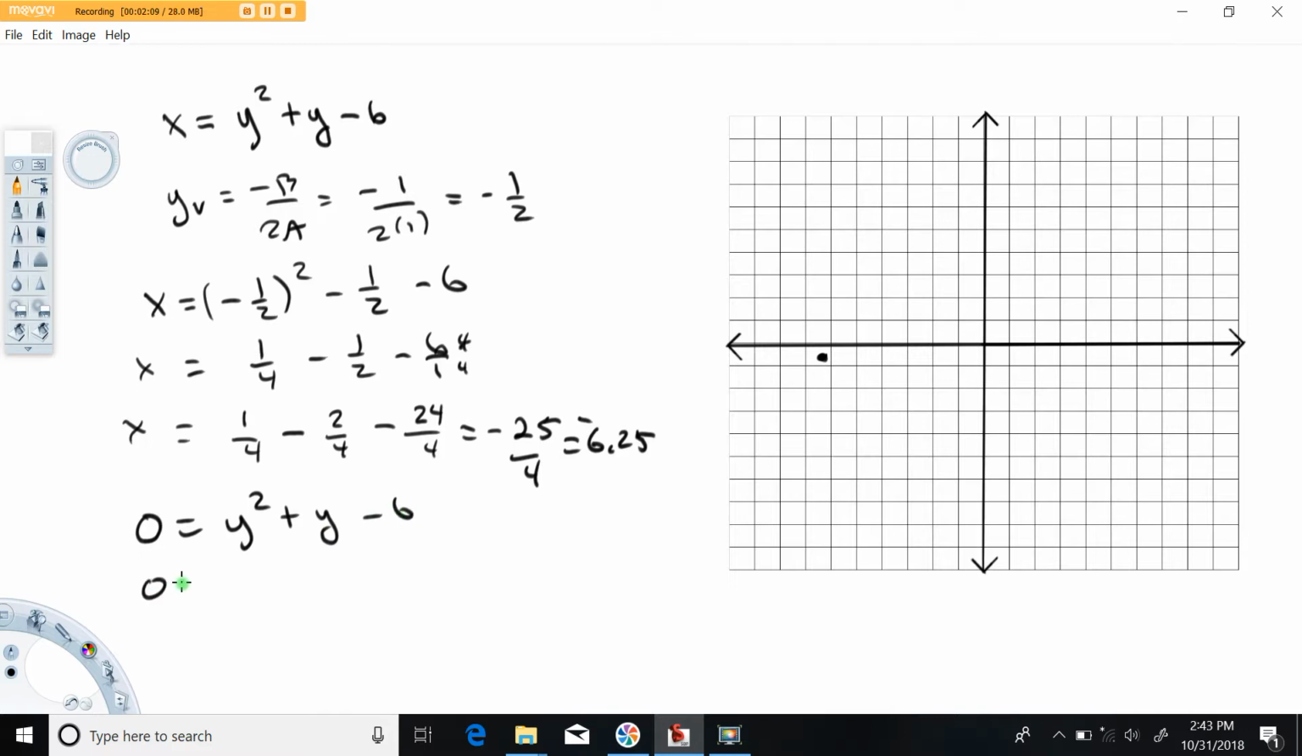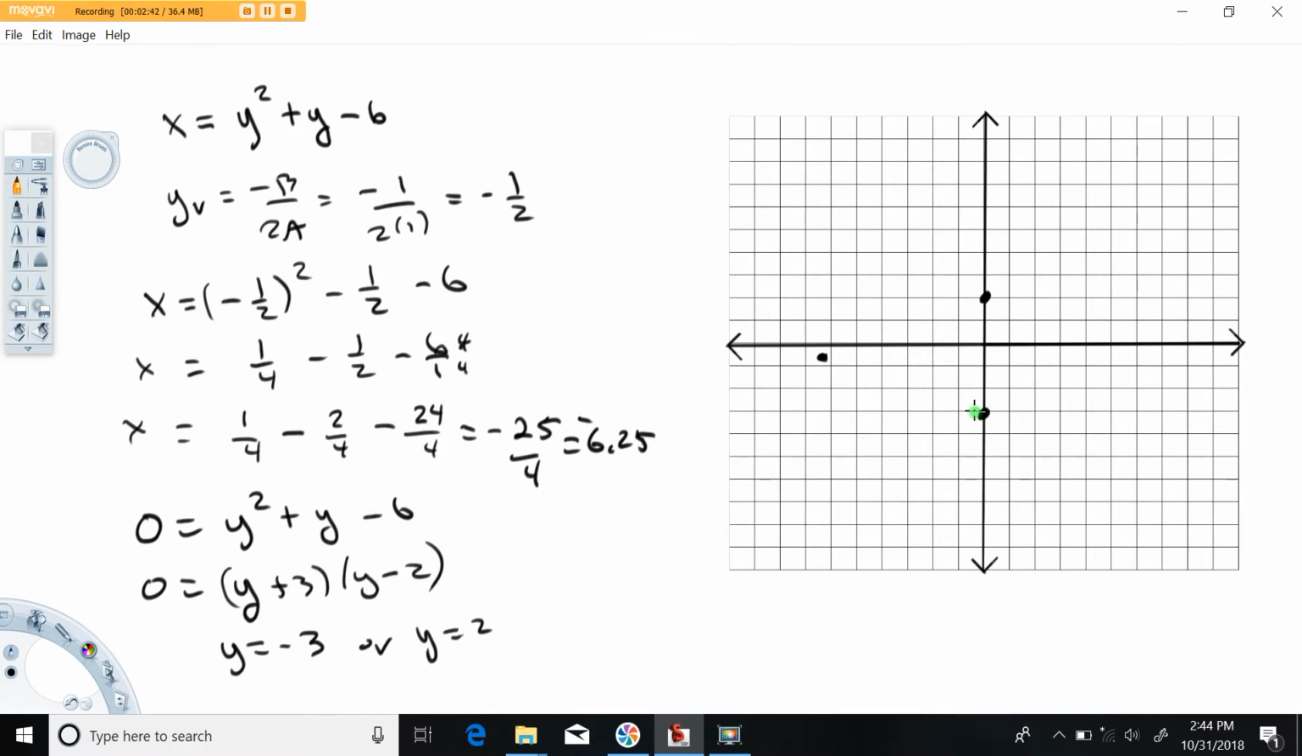This one kind of looks like it factors. Let's try y plus 3, y minus 2. I'm hoping, and I'm going to check that, plus 3y minus 2y. There's my middle term, minus 6. Yes, we're good. This has solutions of y equals minus 3 or y equals 2. So we know now that the y-intercepts are at 0, 2 and another one at 0, negative 3.